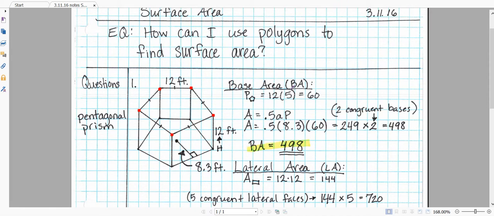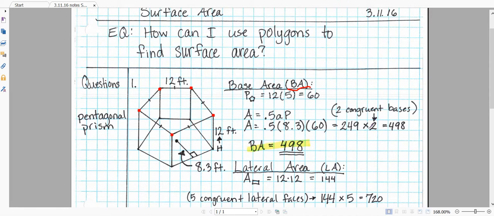So here's our first step, base area, or you can call it BA for short. We have to find our perimeter first. So there's 12-foot sides on the pentagon and there's 5 sides. So we'll do 12 times 5 and find that the perimeter is 60 feet. Alright, we're already given our apothem, so now we have everything we need to find the area of one pentagon. The area equals 1/2 times the apothem times the perimeter. You just go ahead and substitute those values in. So there's the 8.3 substituted in, and there's the 60 substituted in. Multiply everything, and we get an area of 249 square feet.